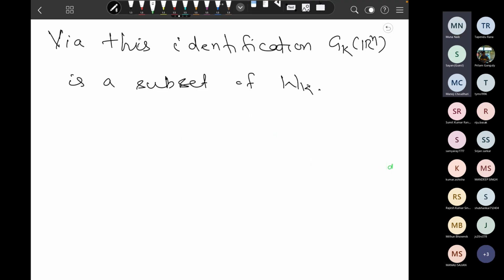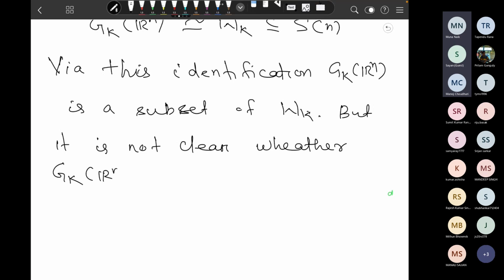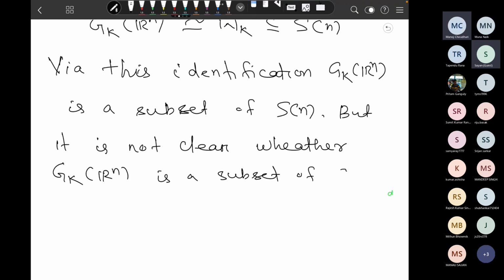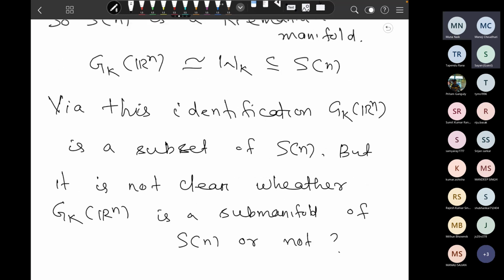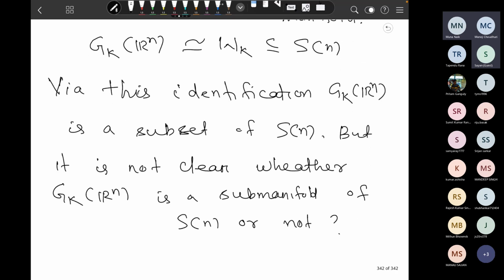It is not clear whether GKRN is a submanifold of Sn or not. So we have to really sort out that point first. So what we will do, we will give a smooth manifold structure on WK. We will just identify WK with GKRN, and we will give a smooth manifold structure on WK.